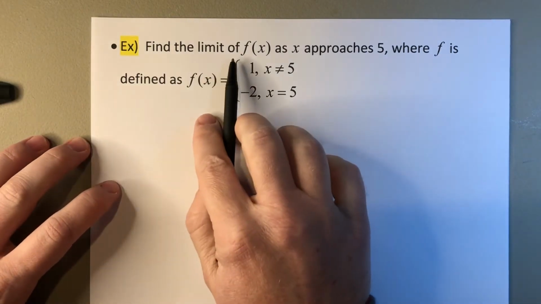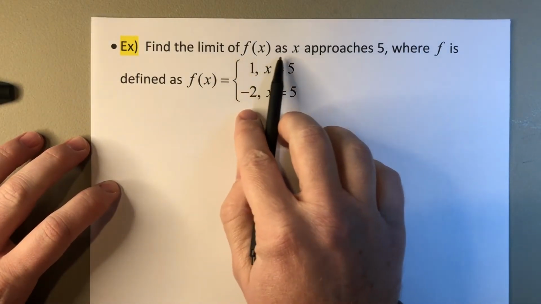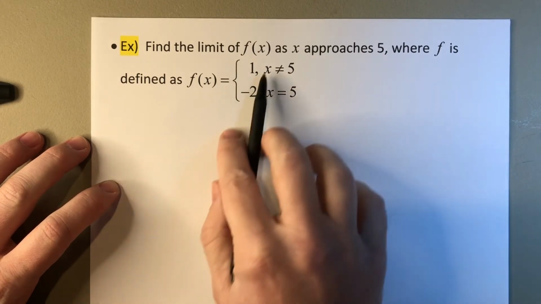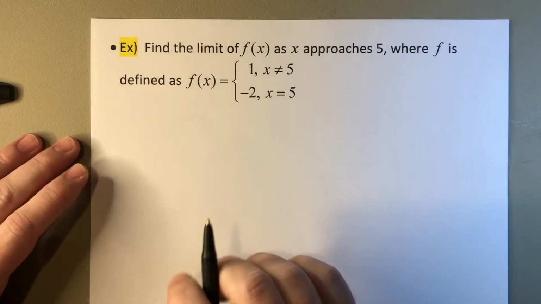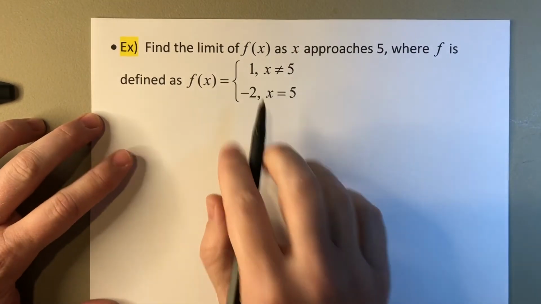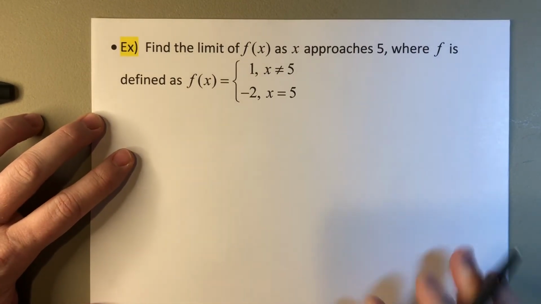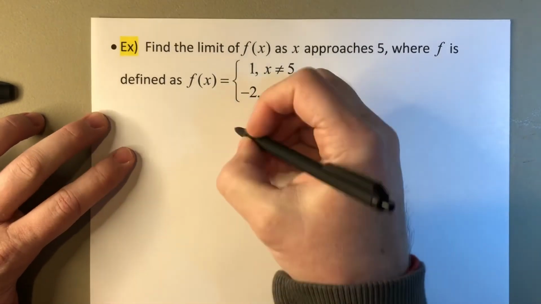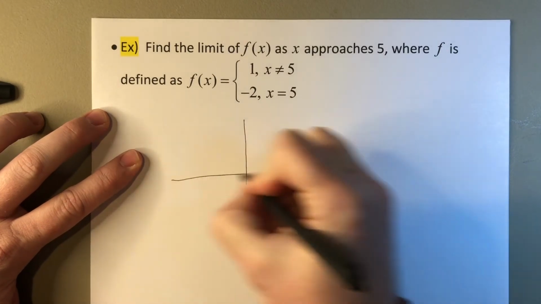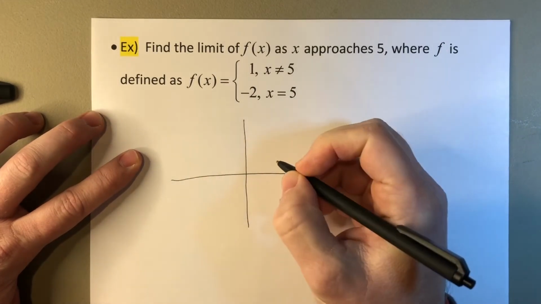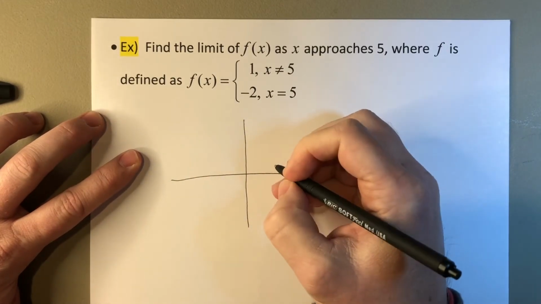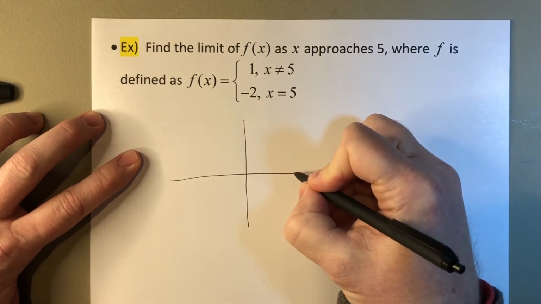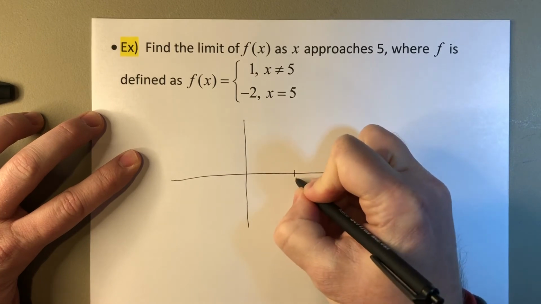Let's look at another example. Find the limit of f of x as x approaches 5, where f is defined as the following. This is a piecewise function. So what does this mean? Well, even though we don't have a graph in front of us, let's create our own graph based on this information. We have 5, so let's put a 5 about right there.